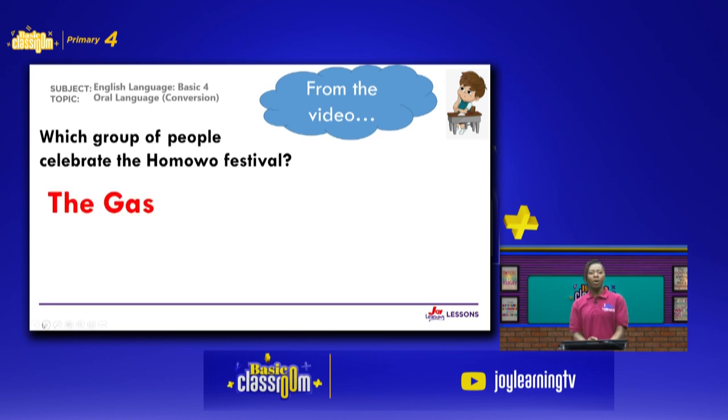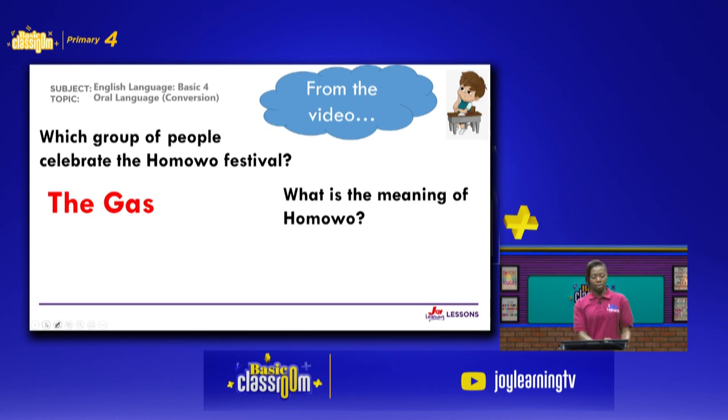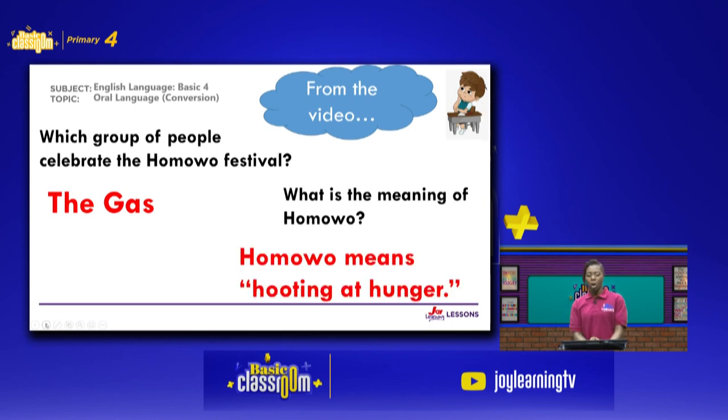And so, we all know that this particular festival is celebrated by the Gas in the Greater Accra region. The Gas celebrate the Homowo Festival. Now, what at all is this Homowo that I keep mentioning? What does it even mean? From the video again, the meaning of Homowo was told. And what were we told? We were told that Homowo means hooting at hunger.